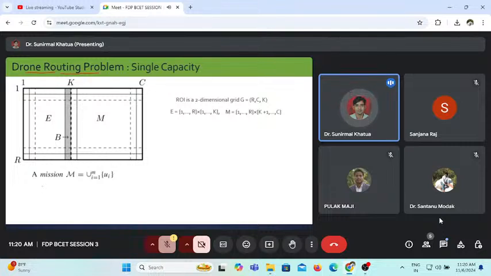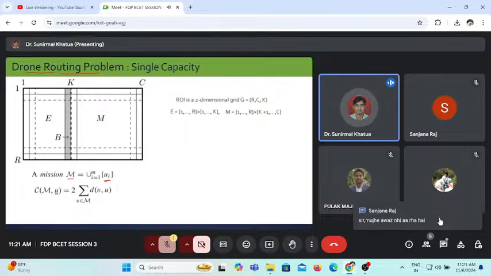So we can define a mission. We can define our route finding mission as a set of locations of the users from where the package is ordered, and our objective is to find a location U from where all the packages in the mission have to be delivered. If we consider this U as my delivery point, where all the packages will be assembled and then delivered by the drones, then we can define the cost function for that mission using U as the delivery point: basically two times the sum of the distances to all the points V in that mission from U.